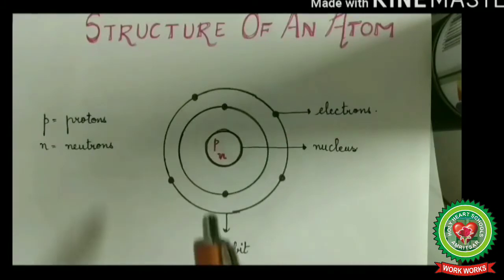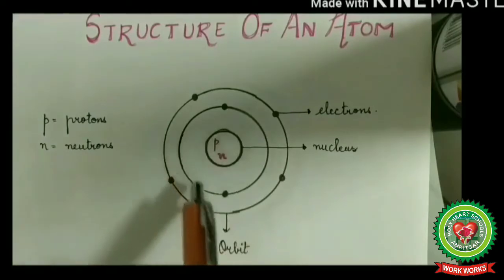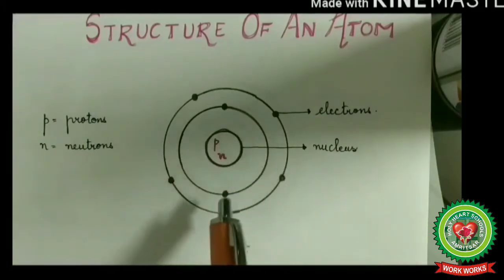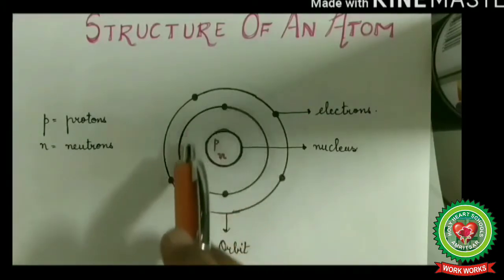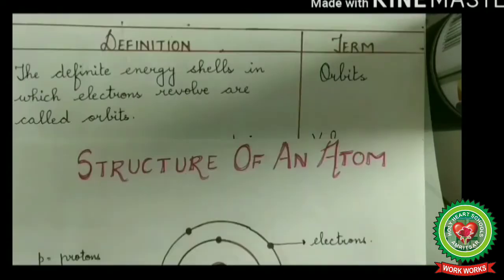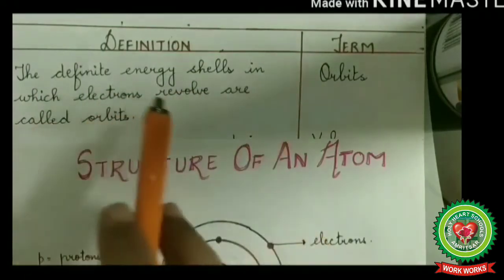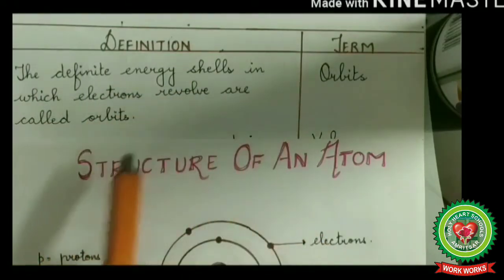Now students, can you see these concentric circles? These are definite energy shells. An electron can revolve in its own energy shell, in its own definite energy shell. The definite energy shells in which electrons revolve are called orbits.